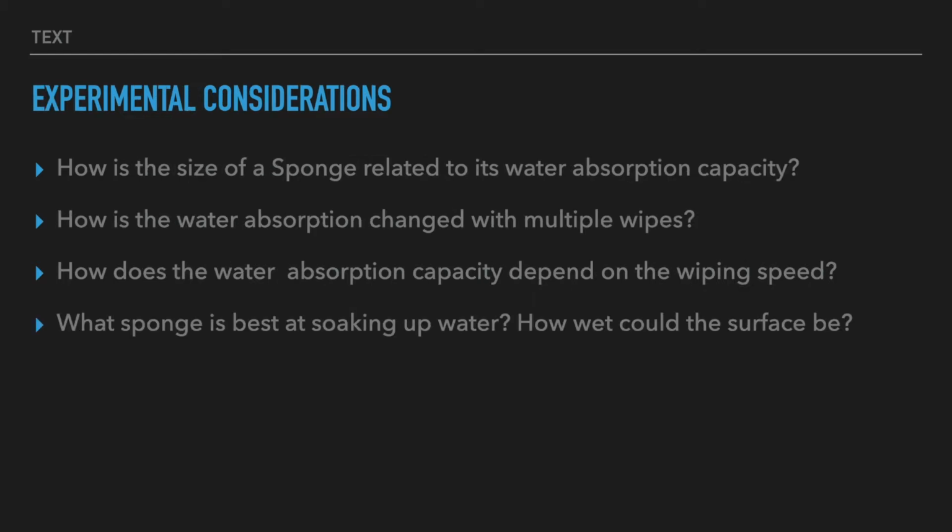And for the experimental considerations, how is the size of a sponge related to its water absorption capacity? How is the water absorption changed with multiple wipes? How does the water absorption capacity depend on the wiping speed? And what sponge is best at soaking up water? And how wet could the surface be?